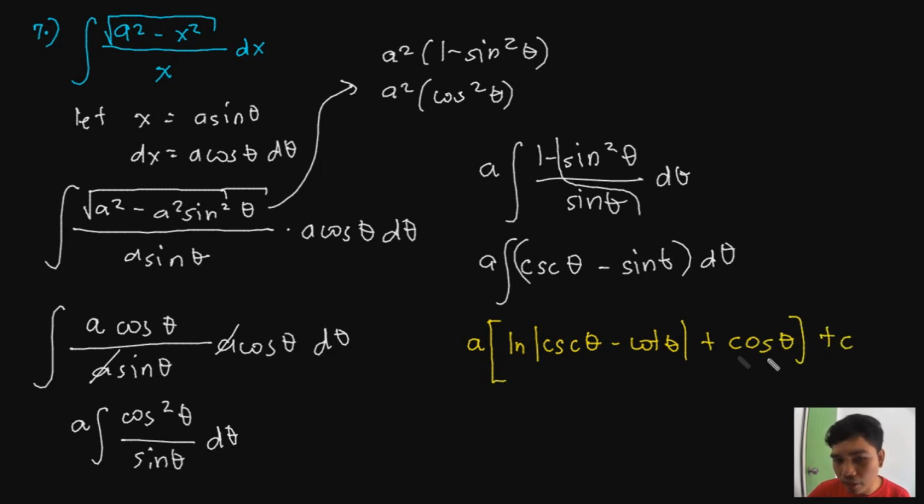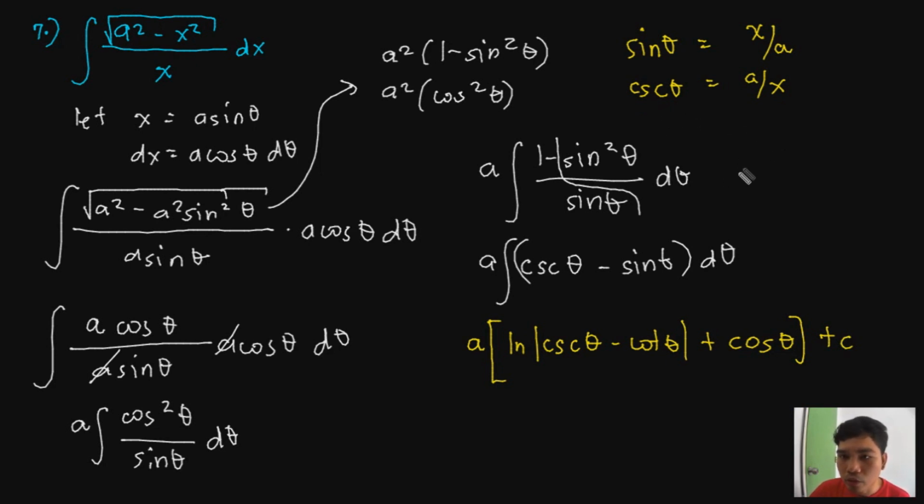But then again, this is not yet the answer. We have to express that in terms of x. So going back to this, ito yung sinasabi kong medyo complicated, kasi yung x natin is in terms of sine theta. So yung cosecant, wala tayong problema dito, kasi if we have sine theta equal to x over a, we could say na yung ating cosecant, which is the reciprocal of sine theta, is simply a over x. So, okay na tayo dito sa cosecant. But how about our cotangent and then our cosine?